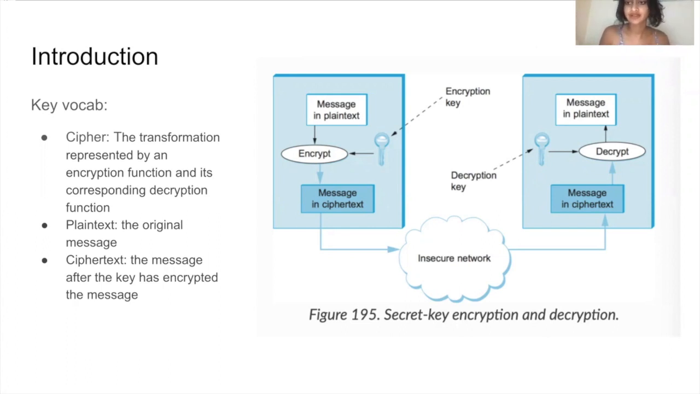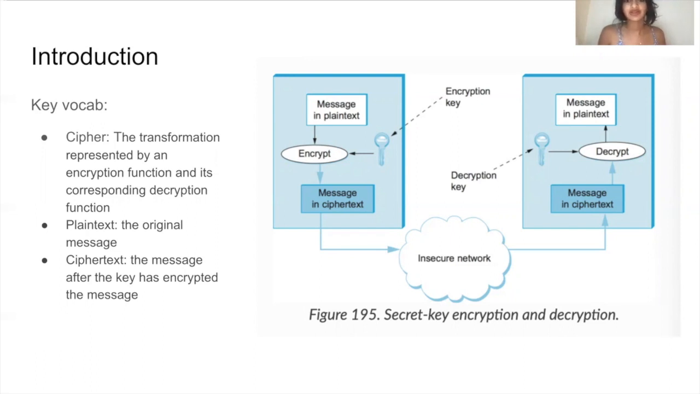Basically, you have some message that you want to send in plain text, which is essentially just the regular way the message is formatted before you encrypt it. And you are trying to send it over an insecure network. So you need to encrypt it and make sure that whoever could access the message wouldn't be able to translate or understand it. The way that's done is through encryption.